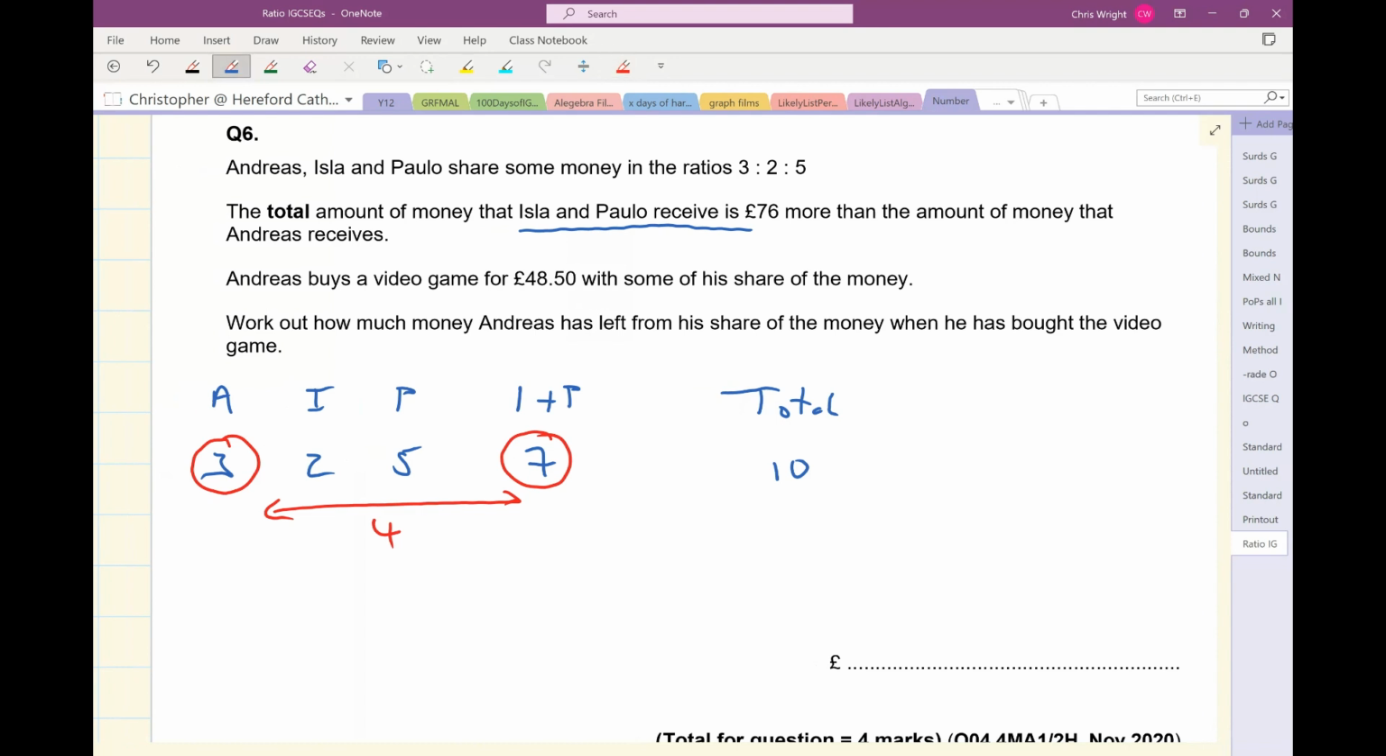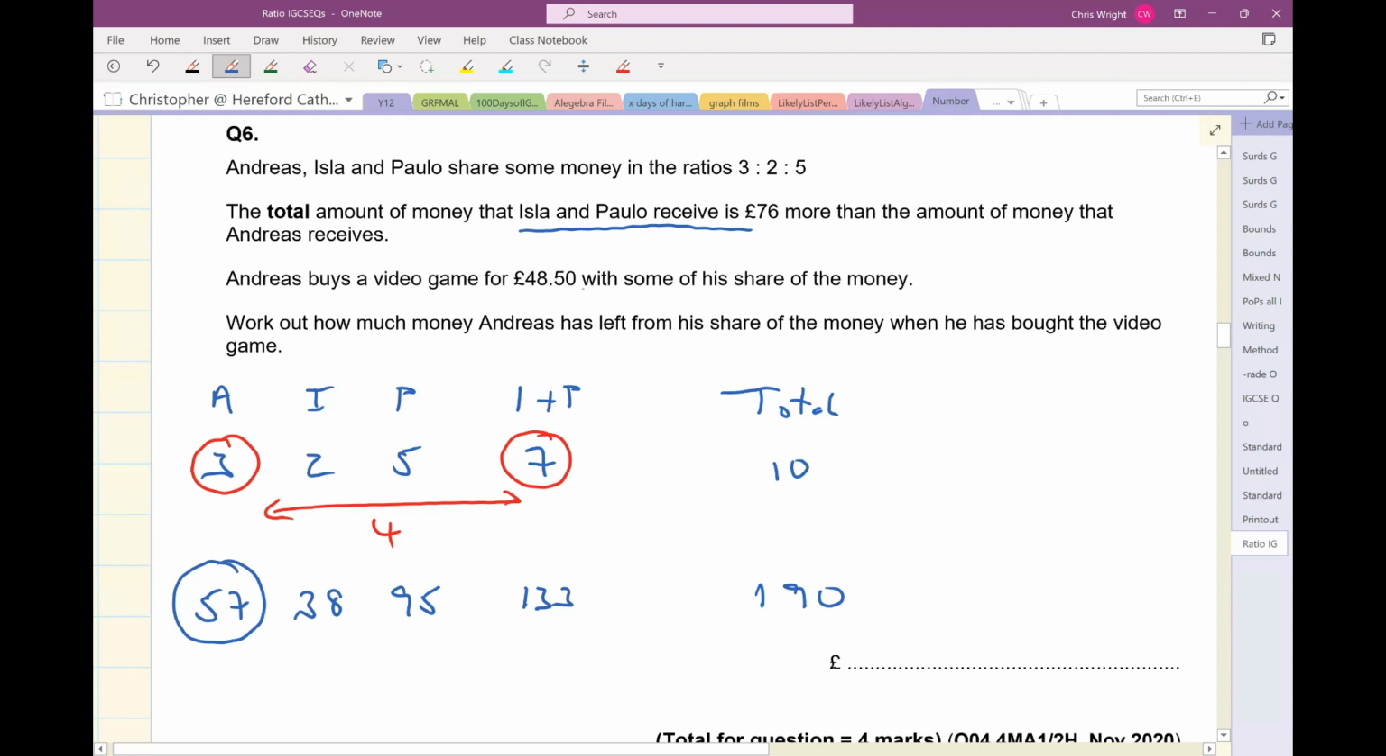So 3 times 19, so A must be 57, 2 times 19, that must be 38. 5 times 19 is 95, and 7 times 19 is 133, and 10 times 19 is 190. Okay. So now we can see that Andreas gets £57.